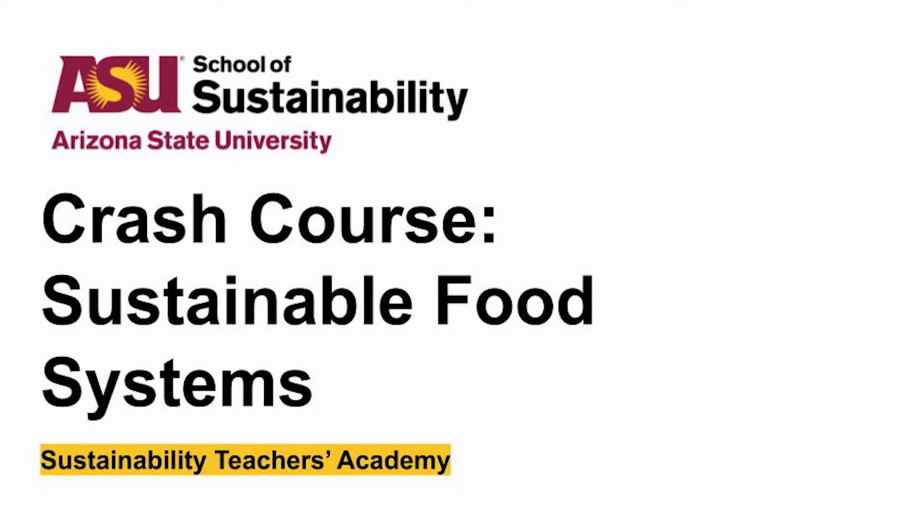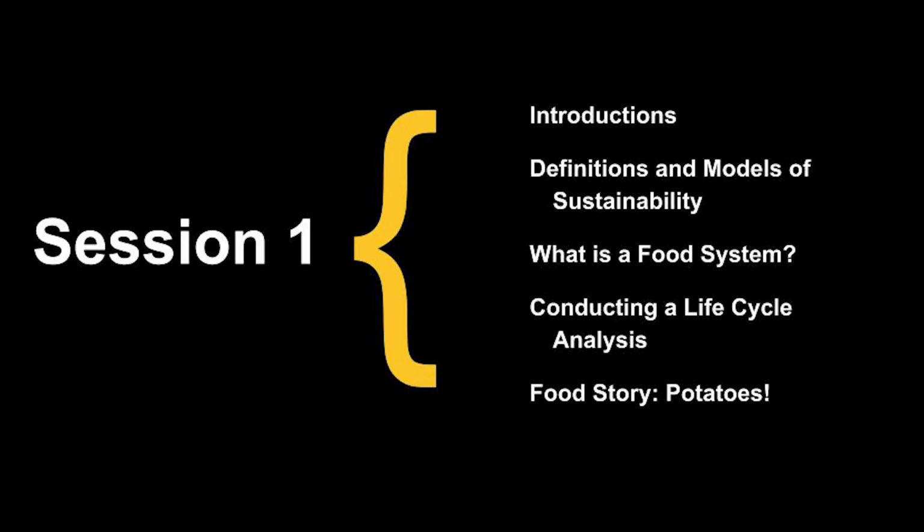We're going to start by taking a look at our agenda for the day. So we're going to go through just a short introduction to myself and to you folks. We're going to take a look at definitions and models of sustainability. These are definitions that might be useful for your classes, but I'm also going to introduce you to a couple of definitions that are quite technical. So this is the research that is being generated at School of Sustainability and elsewhere about how to conceptualize our food and other systems. We're going to talk about directly what is a food system.